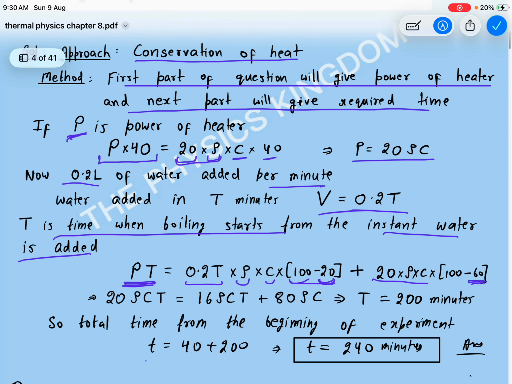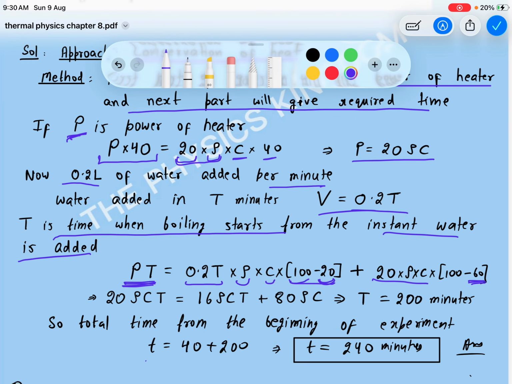Okay, so then solving this equation, you are getting t is equal to 200 minutes, right? So total time from the beginning of experiment, actually that is required. So already 40 minutes over. Now after that, how much time further required? 200 minutes. So it means total time should be 240 minutes. So that is our answer.